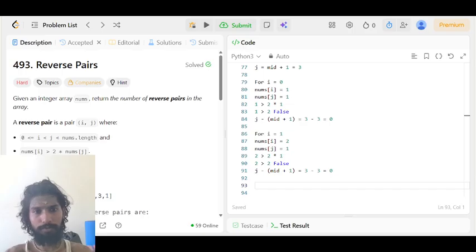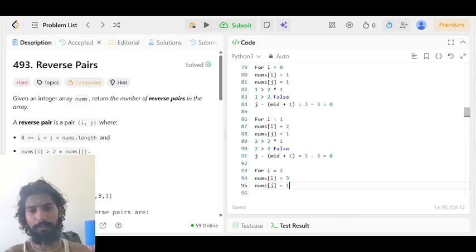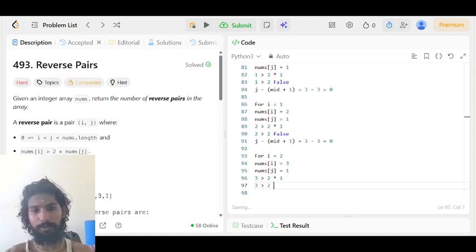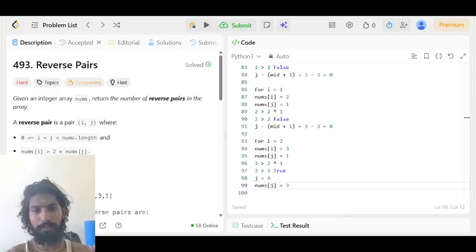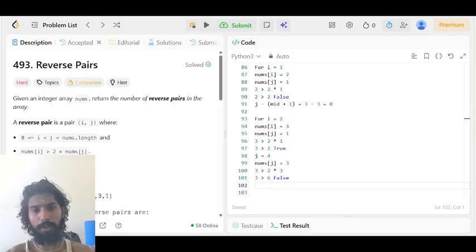Now for i equal to 2, nums i equal to 3 and nums j equal to 1. So 3 greater than 2 star 1, 3 is greater than 2. So this time it is true. So j will move. So j equal to 4 now. Now let's check again. This time nums j equal to 3 and 3 greater than 2 star 3, that is not true. This is false. So now j does not move.